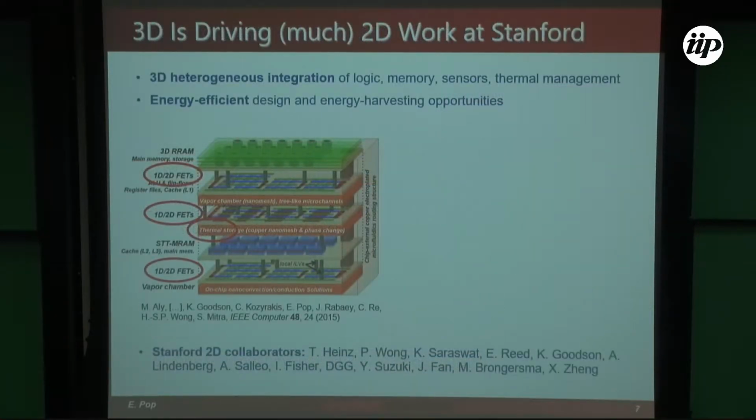Okay, this is basically a better picture of what I showed earlier, a little bit more detailed. This is just my argument that this 3D heterogeneous integration is driving a lot of the two-dimensional materials work at Stanford, at least in my group, a few of my collaborators, and so on. I circled some of the places where this would fit. 2D transistors fit in there. There's thermal storage or thermal dissipation, which are based on 2D materials I'll show later.